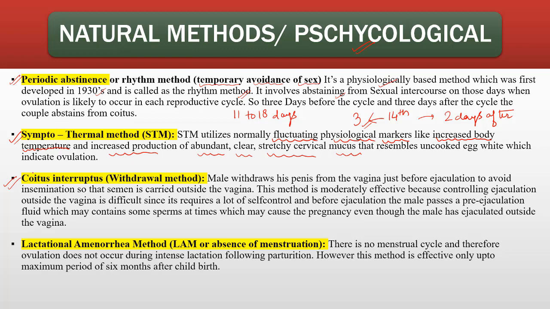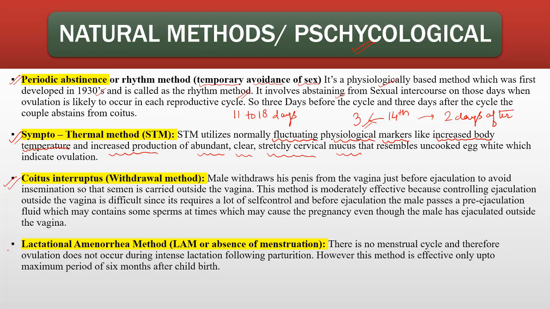And before ejaculation, the male passes a pre-ejaculation fluid. Because of the function of the glands, especially the Cowper's gland, the male has a pre-ejaculation fluid which may contain some sperm, and those sperm can be a part of conception. The female gets conceived, which may cause pregnancy. So this method can be used, but it does not always prevent pregnancy.